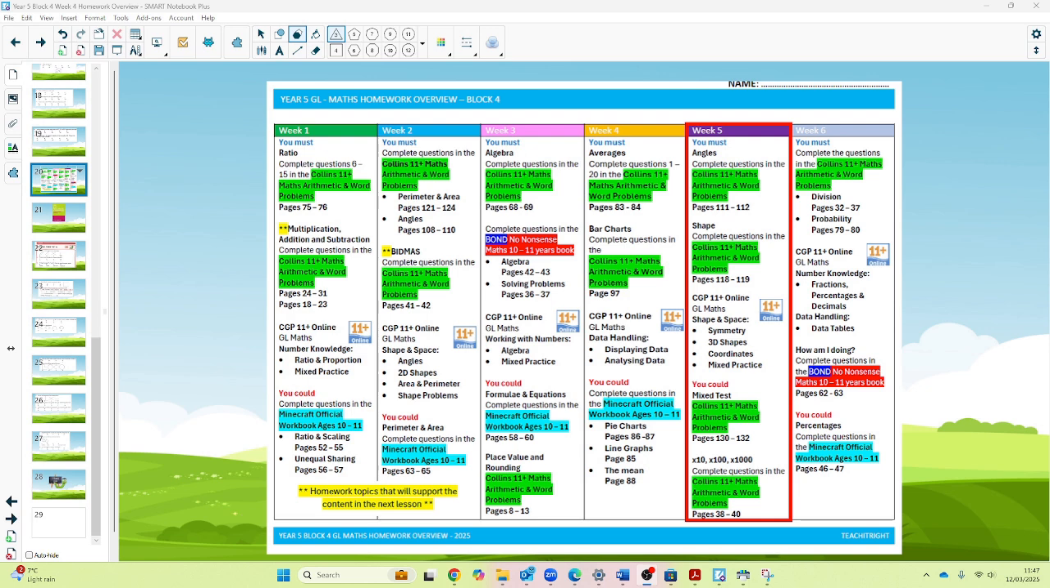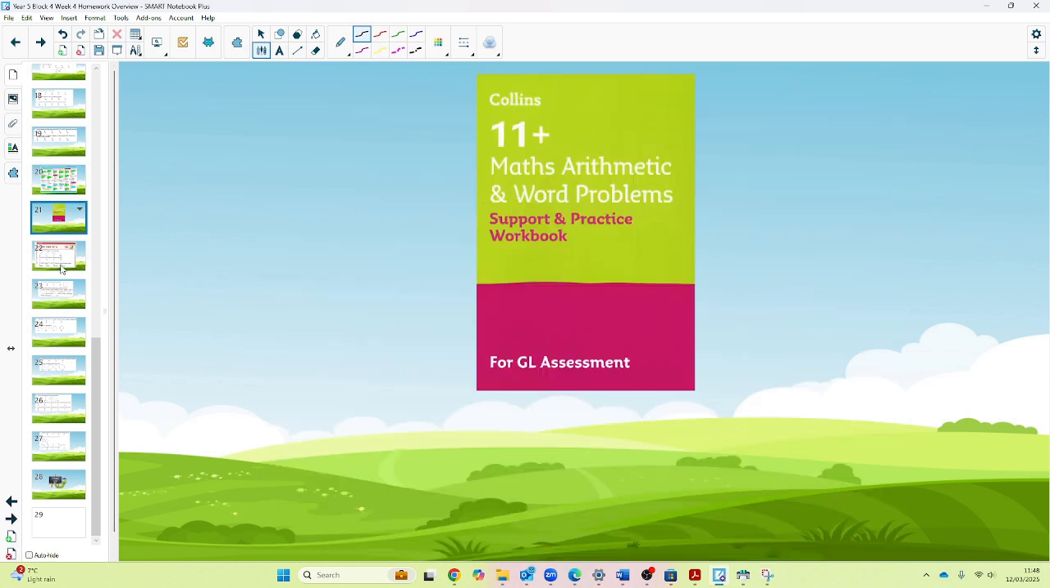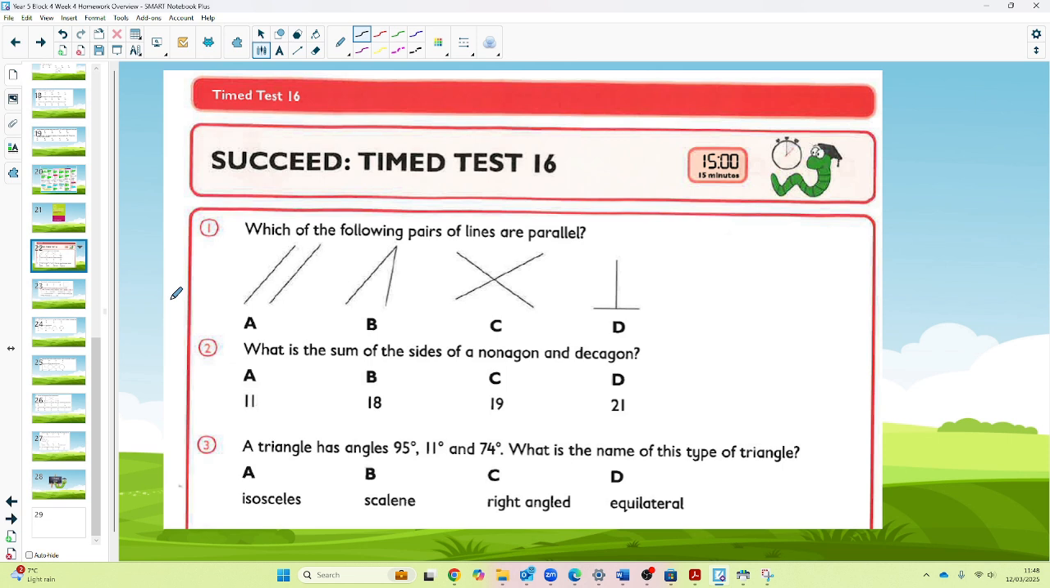We're now going to focus our attentions on the shape section, and that will be in the Collins 11 Plus Maths, Arithmetic and Word Problem Book again. And we're looking at pages 118 to 119. So let's go and have a little look. First of all, just a reminder, this is the book that we're focusing on. And we're going to be doing the timed test 16 on page 118 first.